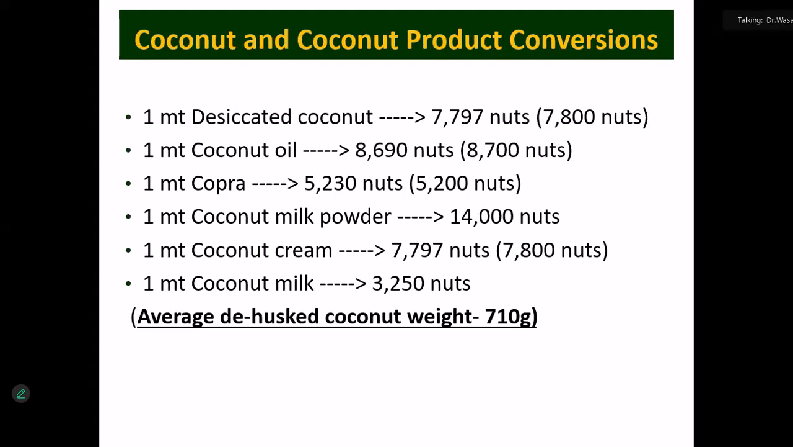Then if I just ask in the exam, explain the coconut and coconut product conversion, you should give this slide.